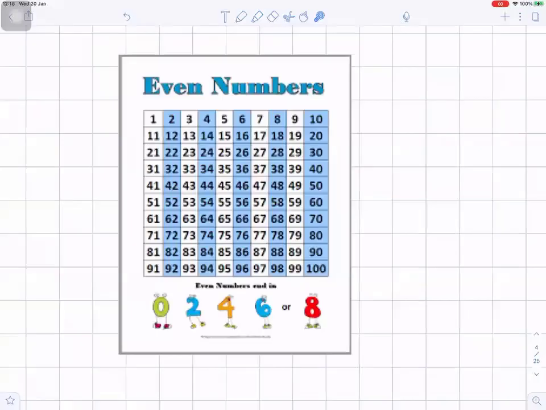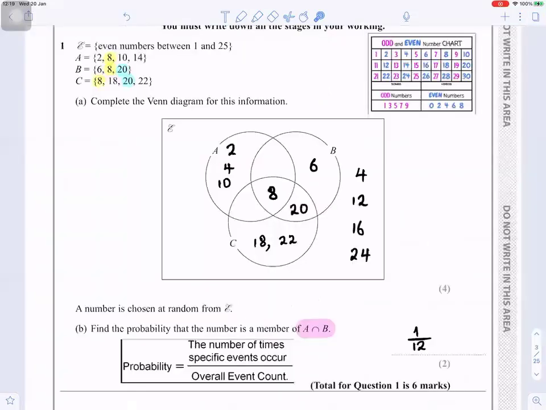So we're going to be using even numbers. We have here a table showing the even numbers from 1 to 100. The even numbers are the ones in blue. So 2, 4, 6, 8, 10, 12, 14, 16, 18, 20, 22, 24. Those are the even numbers between 1 and 25, and we'll need that for this question.